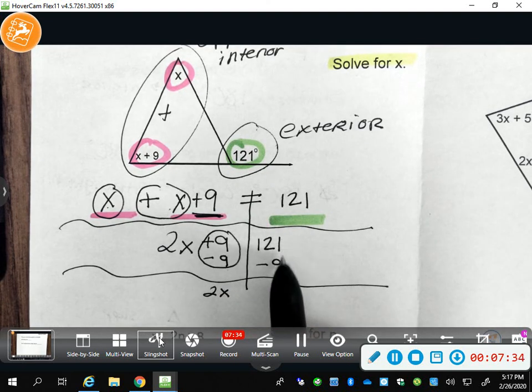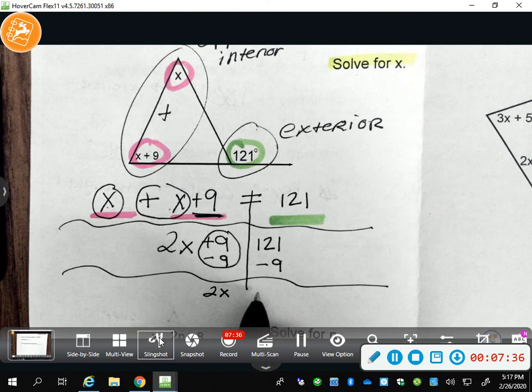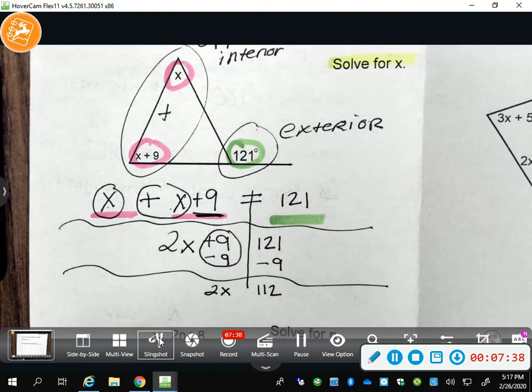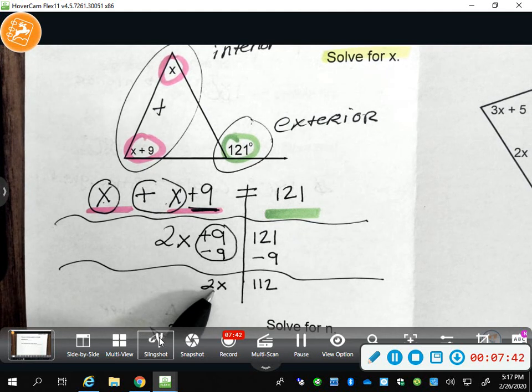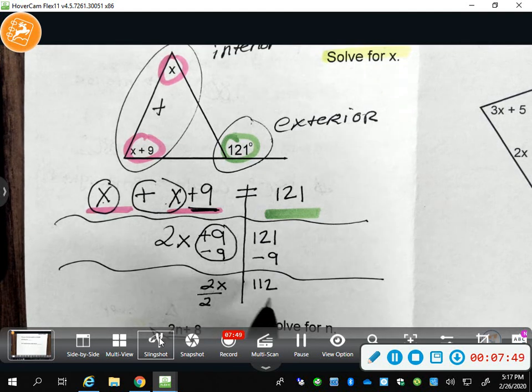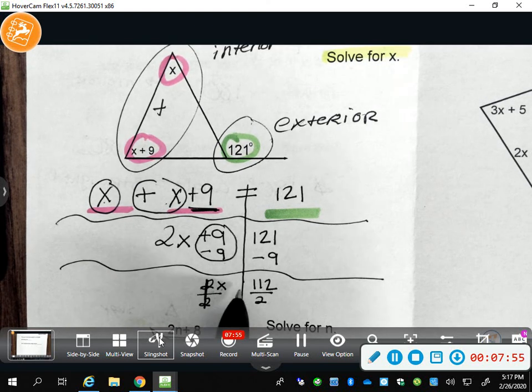On the right side, 121 minus 9 leaves us with 112. X is still not completely by itself. There's this coefficient here. 2 and x are being multiplied together. To undo the multiplication, we divide by 2 because we multiplied by 2. That leaves us with 1x on the right side.